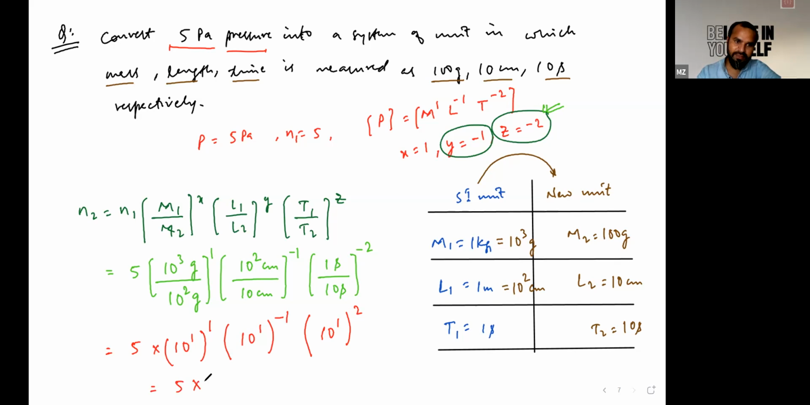Here we have 5. 10 to the power 1 into 1, so it would be 1. 10 to the power 1 into minus 1, so it would be minus 1. And 10 to the power 1 into 2, so it would be plus 2. Now solve. 10 to the power plus 1, 10 to the power minus 1, 10 to the power plus 2. So 1 minus 1 would cancel out. So we're left with nothing but 10 to the power 2, which would be just 500. Is it clear?